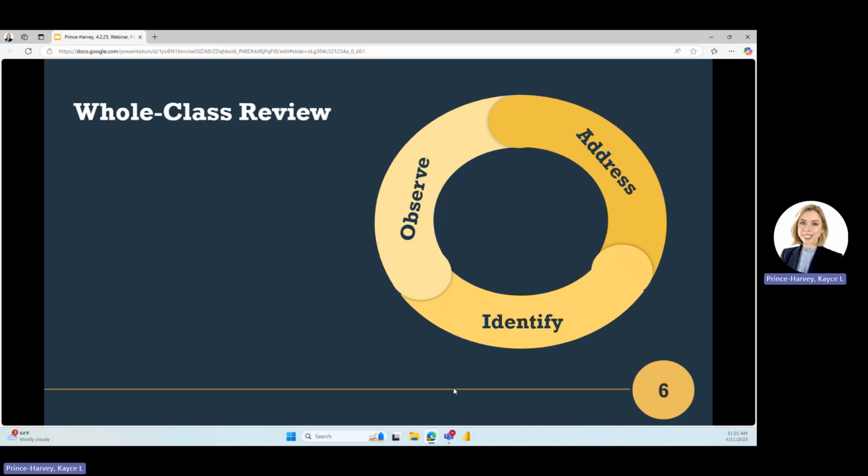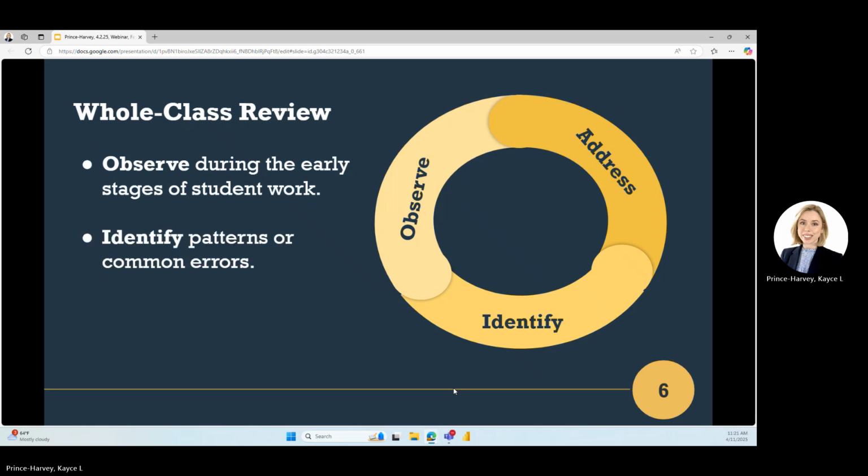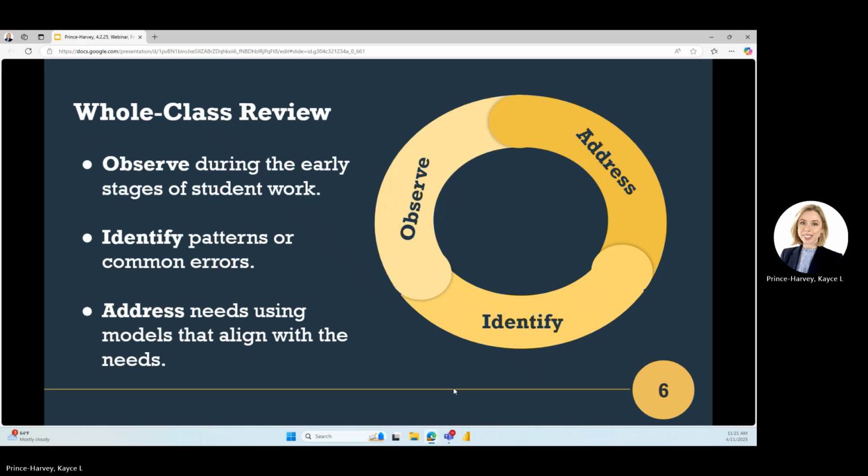So whatever the student work is, in this case, we have a process of observe, identify, and address. Starting with observe, we observe during the early stages of the student work to see if there are specific patterns or areas of confusion. We identify the patterns or those common errors, and then we address needs using models that align with those needs. So we provide a sample or a model for students to explore so that we can address whatever that point of confusion or point for clarity may be.